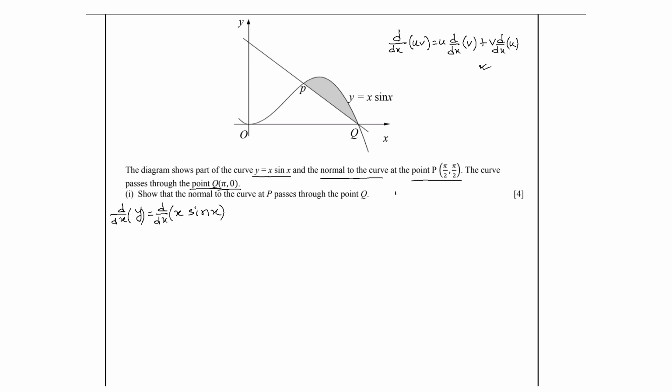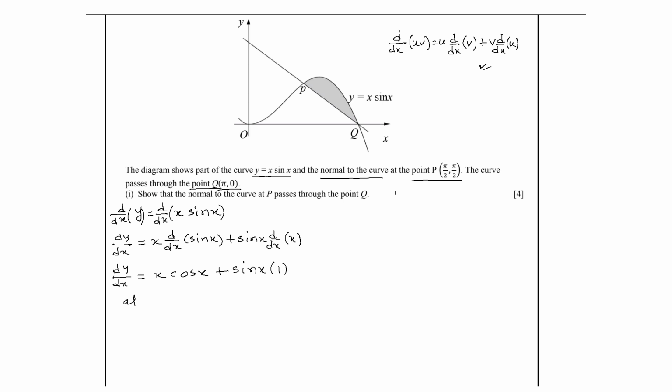So, in the left hand side, let's write dy over dx, and on the right hand side x times d over dx of sine x plus sine x times d over dx of x. So, in the next line we can write dy over dx equals x times cos x, because the derivative of sine x is cos x, plus sine x times 1, because the derivative of x is 1.